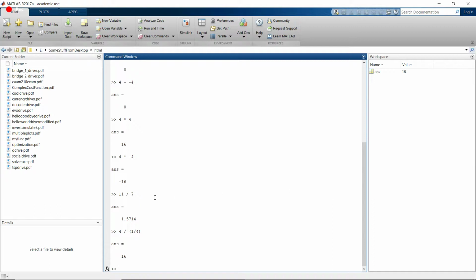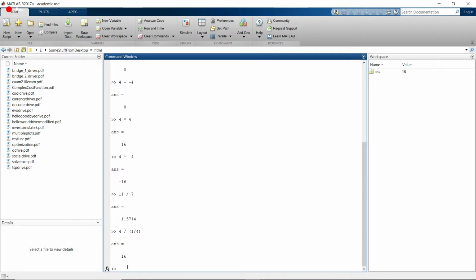You should have noticed that when we do a division, it actually carries it out to a few decimal places. Usually we're going to want to keep those decimal places, but maybe in some circumstances we don't. So MATLAB has provided some other functions that can help us with that, and those functions are ceil, floor, and round.